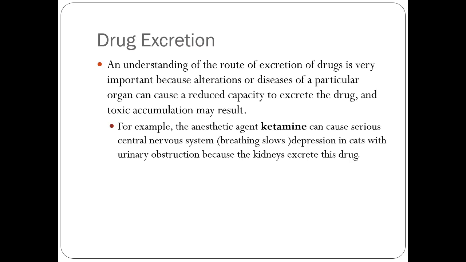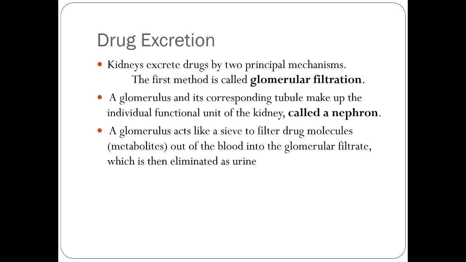An understanding of the route of excretion of drugs is very important because alterations or diseases of a particular organ can reduce the capacity to excrete the drug, and a toxic accumulation can result. For example, the anesthetic agent ketamine can cause serious central nervous system depression, meaning the breathing slows, in cats with urinary obstruction because the kidneys excrete the drug. If the kidneys cannot excrete the drug because it's obstructed, then the ketamine will get to toxic levels in the body. There are 2 ways that kidneys excrete drugs.